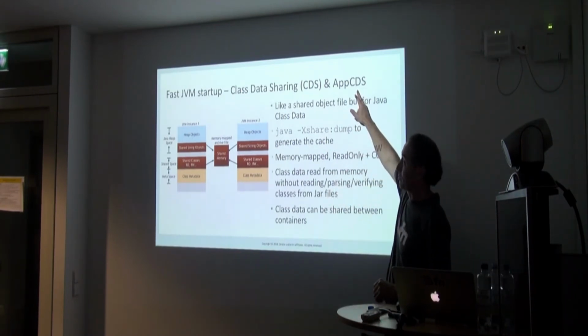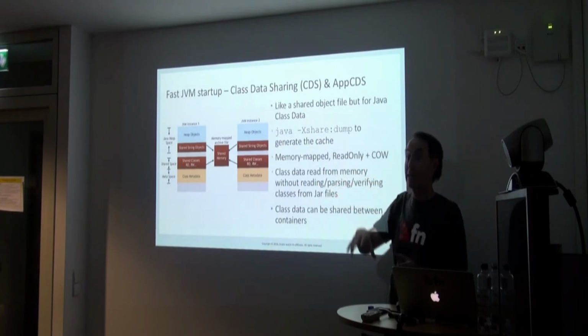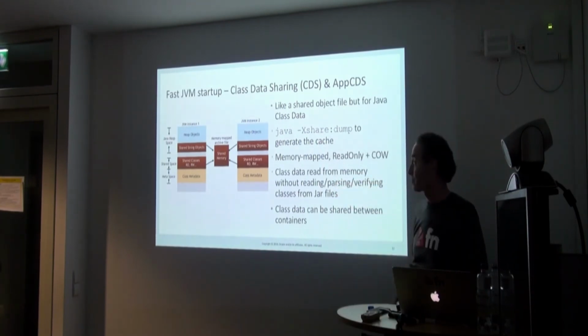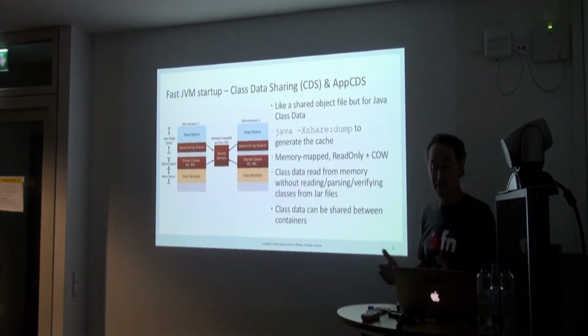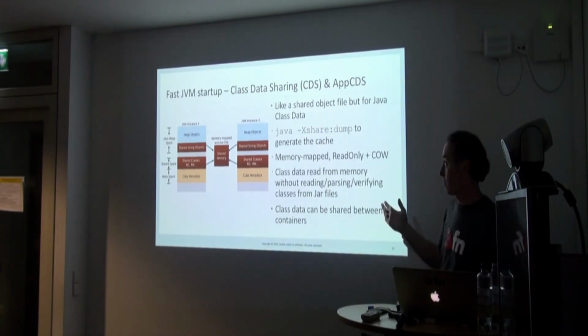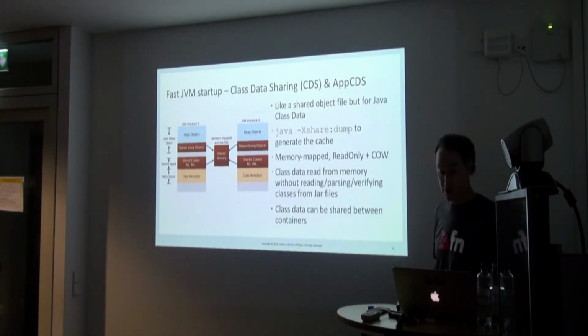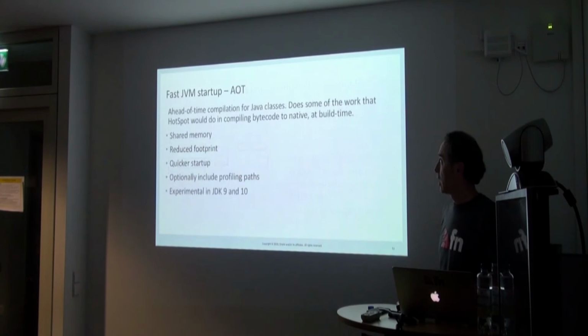App CDS is the same thing but for your classes. You can take your classes and have them pre-parsed so that you're not parsing them every time. The bytecodes are being parsed and turned into objects every time you start your JVM, so you can save on your boot time. It's a trade-off: more space on disk required for faster boot. You can use those features, and that's a nice feature.